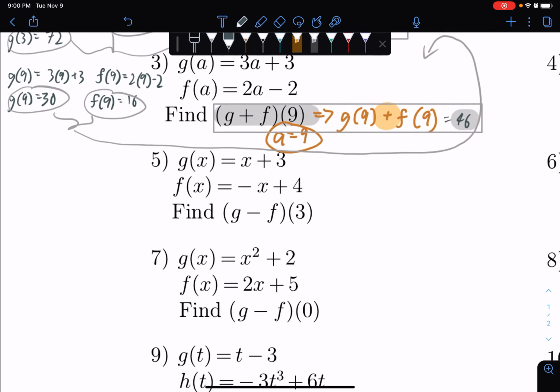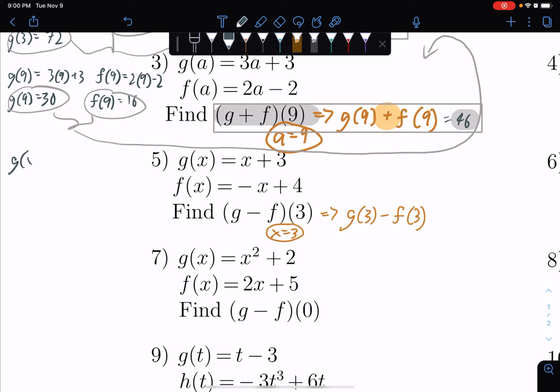Let's move to number 5. So find g minus f, 3 times the quantity g minus f. So distributive property. In other words, what we're trying to find is g of 3 minus f of 3, such that x is equivalent to 3. So g of x, in other words, g of 3, is equal to 3 plus 3, since it says here x plus 3. And for f of x, it's equivalent to negative.